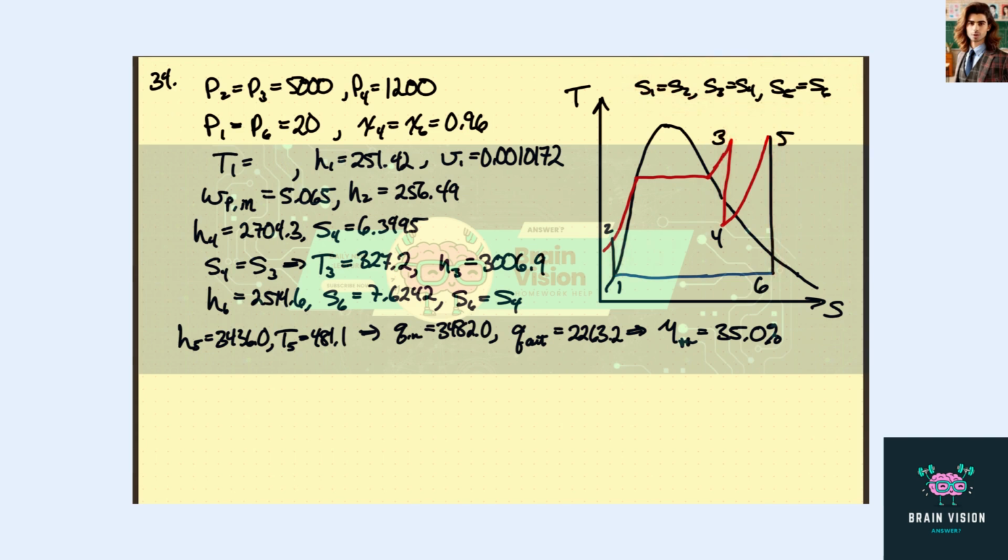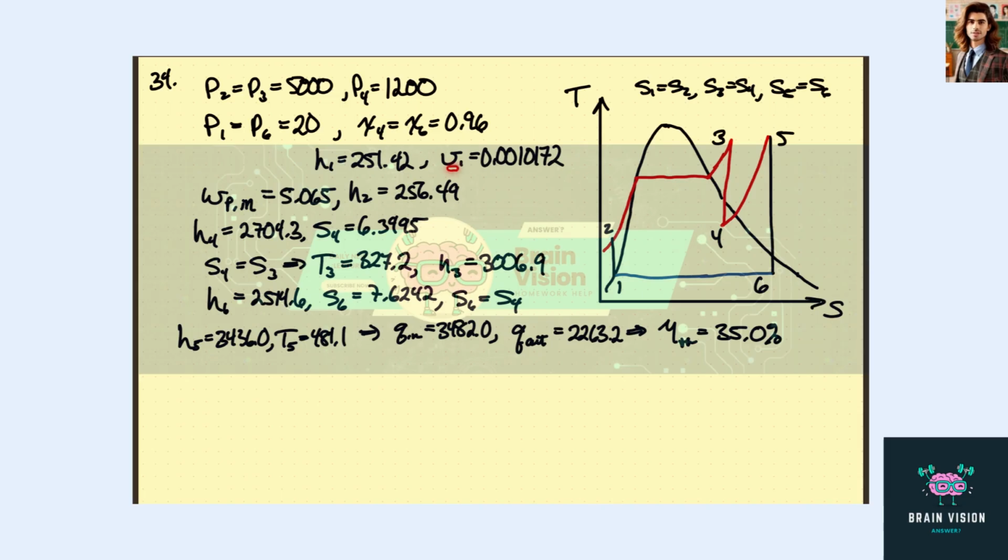I guess we don't really need T1. I'm not sure why I wrote that in there. So we're going to get H1 because it's saturated liquid at 20 kilopascals, and so that's 551.4 kilojoules per kilogram. You can get the specific volume. The specific mass would technically always be 1, though, wouldn't it?